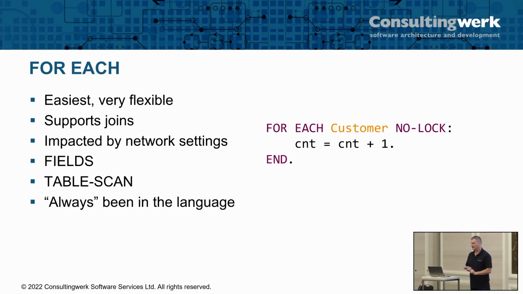It can be impacted by the network settings. So when we're using a shared memory versus a network database connection, it's impacted that way because of the data that has to travel across the wire. It supports the fields phrase, which lets you limit how much data comes back. And then there's a table scan option, which basically says, I'm just going to read the record blocks rather than the record and the index, which is normal. There are some qualifiers on table scans. You have to have a type 2 storage area in order for that to work. So that's the first one, right? Everybody knows and loves that.